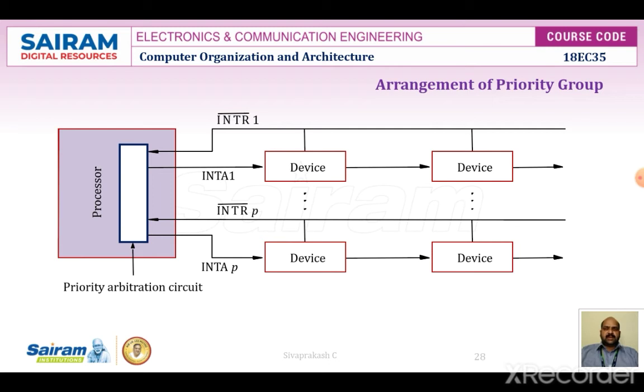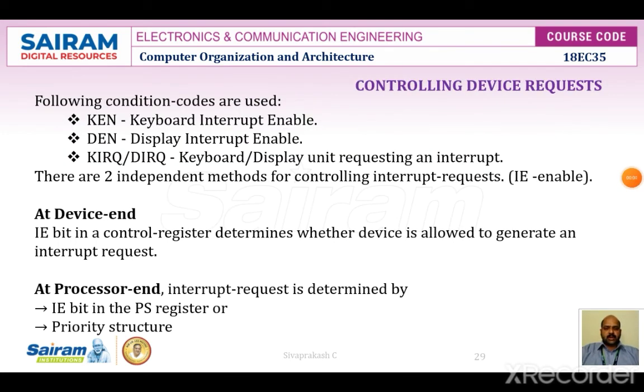If the device sending an interrupt request has a higher priority, then the processor accepts that interrupt request, stops the execution of the current program, and jumps into the higher priority execution. It executes that process, fulfills it, and returns back after that higher priority work, takes up the previous work, and completes that particular task. In such a way the priority group arrangement works and satisfactorily completes the process task.